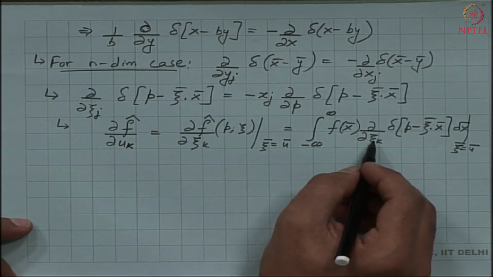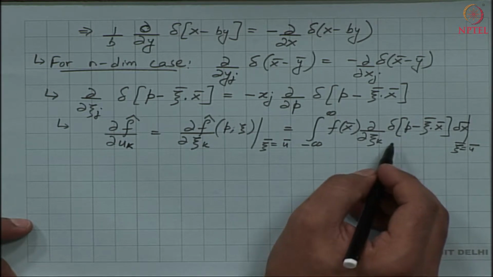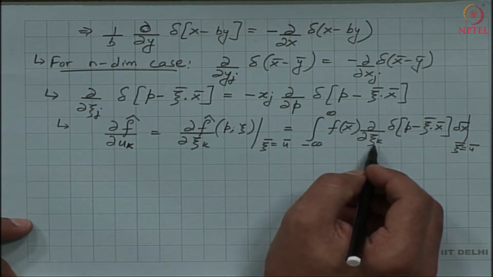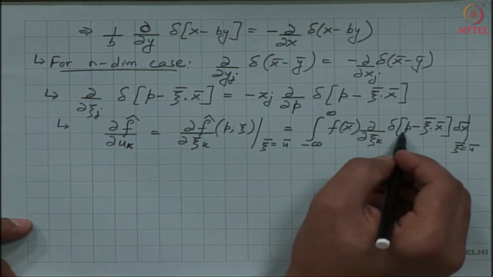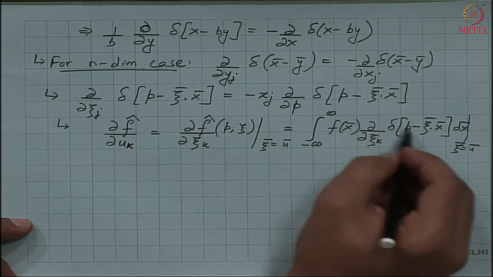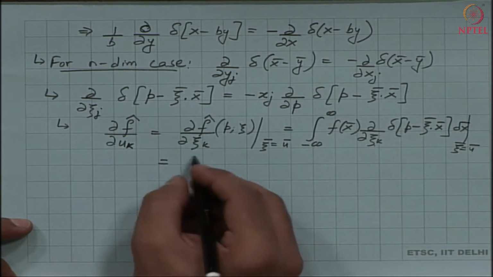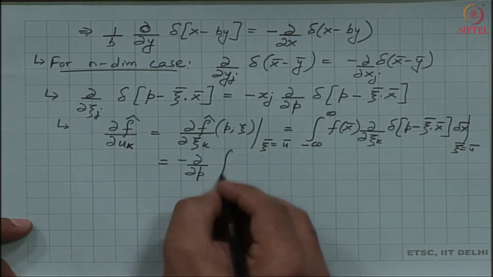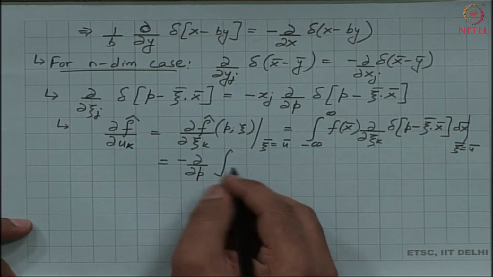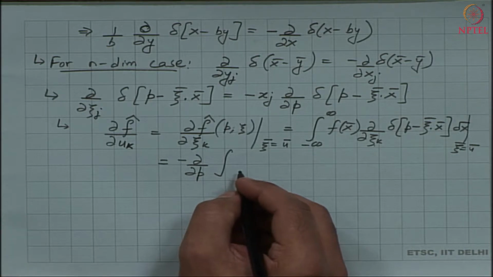Now I am going to use the property of the delta function, namely that differentiating with respect to the second variable is negative times the differentiation with respect to the first variable of the delta function. So, this is also equal to negative del p times the integral with respect to the first variable.